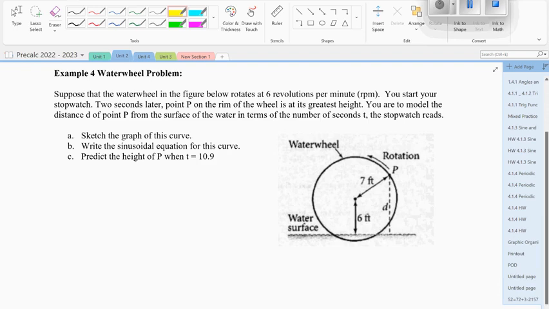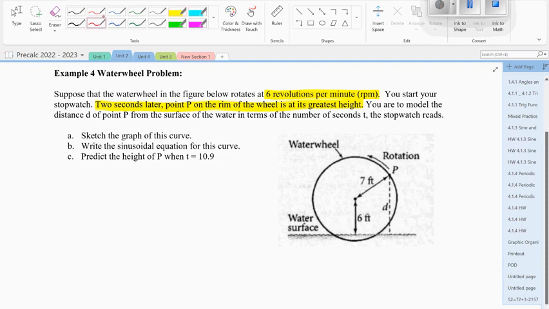The last problem we're going to look at is the water wheel problem. Suppose that the water wheel in the figure below rotates at 6 revolutions per minute. You start your stopwatch. 2 seconds later, the point P on the rim of the wheel is at the greatest height. You are to model the distance d of a point P on the surface of the water wheel in terms of the number of seconds t the stopwatch reads. And we're going to create a graph of this curve first. So we have to figure out all our different pieces of information with what we have here.